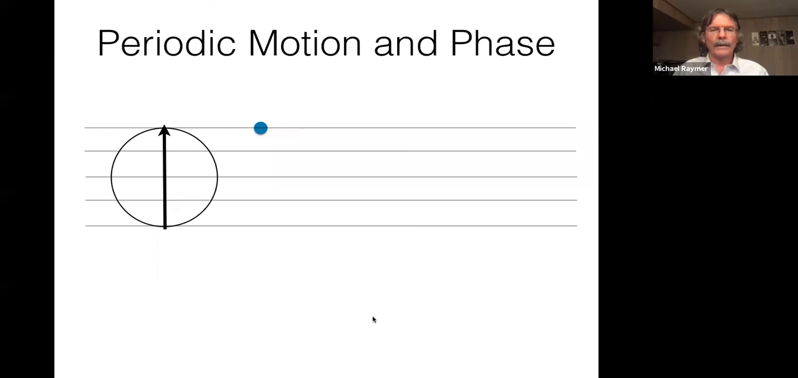Okay, now here's this nice little cartoon showing the relationship between a rotating clock, if you like, a phase clock, and an oscillating point. So this is like the amplitude at a fixed point on the wave as the wave travels past.